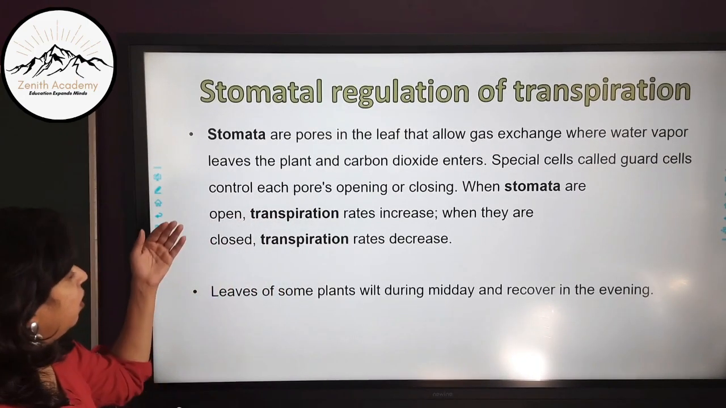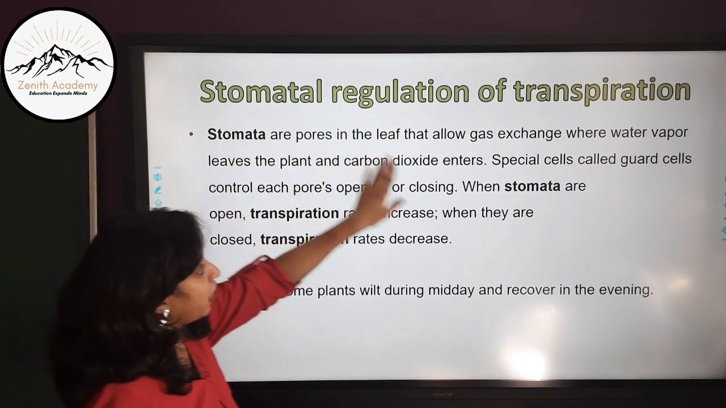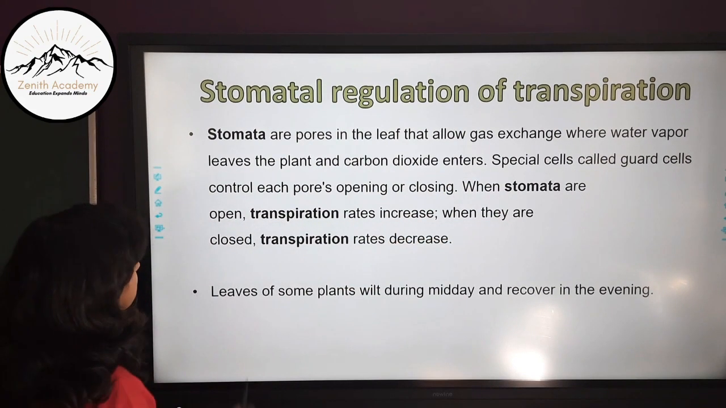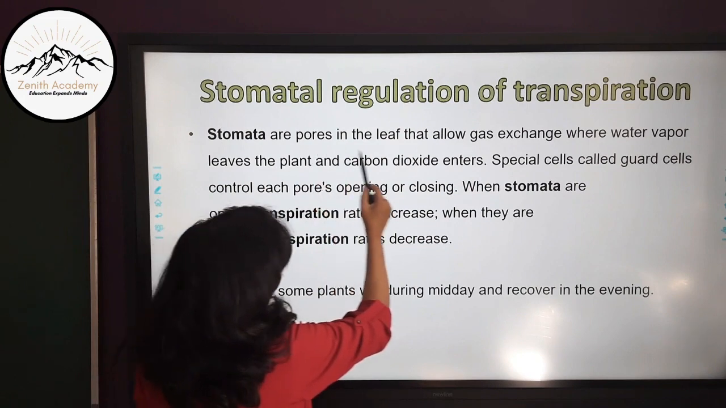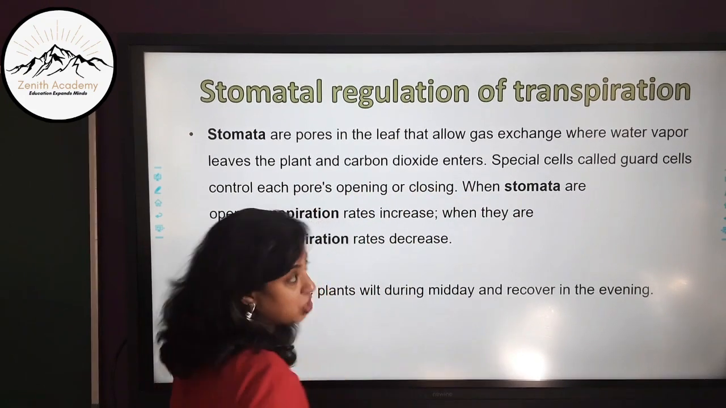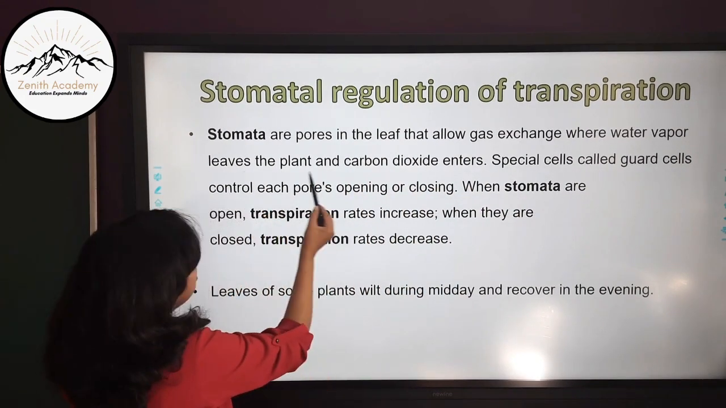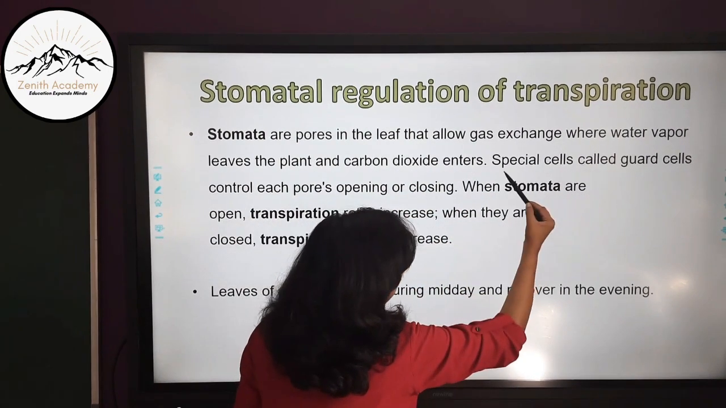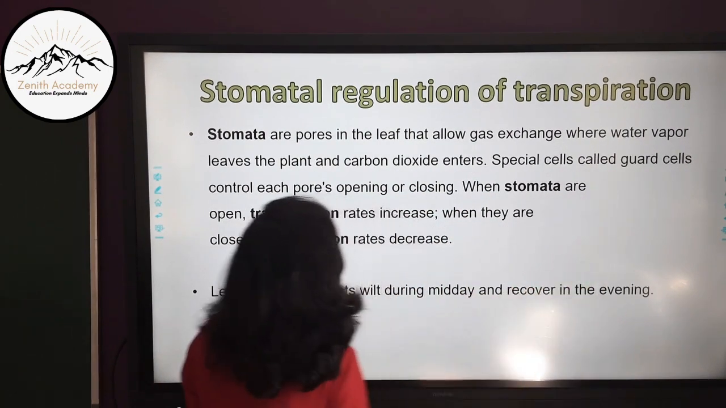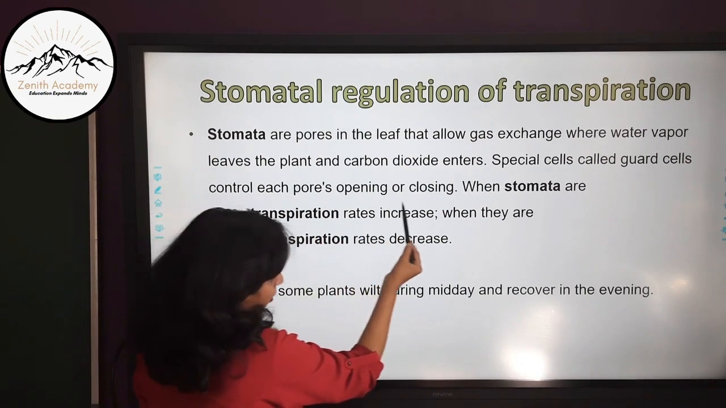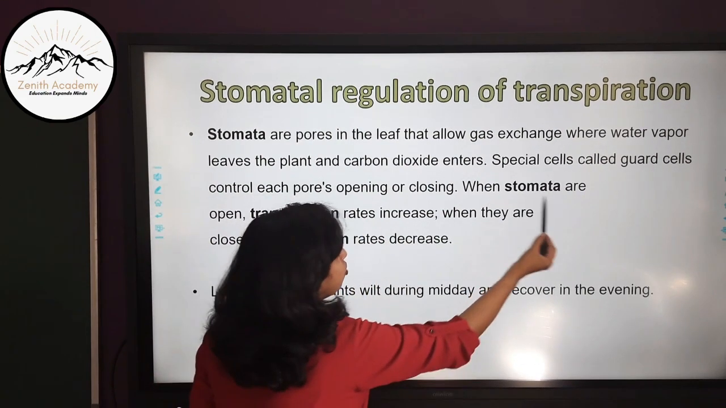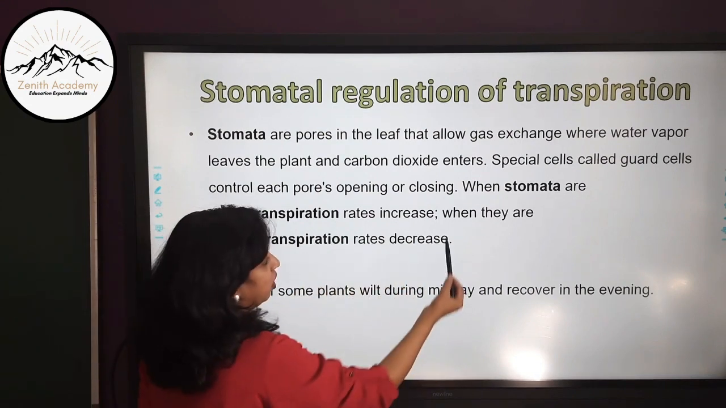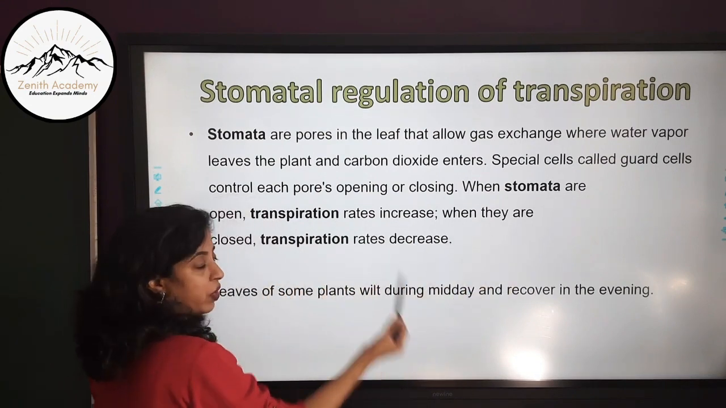Now let's talk about stomatal regulation of transpiration. How does the stomata regulate the transpiration? We know stomata are pores in the leaf that allow gas exchange, where water vapor leaves the plant and carbon dioxide enters. There are special cells called guard cells which control each pore's opening or closing. When stomata are open, transpiration rates increase. When they are closed, transpiration rates decrease.